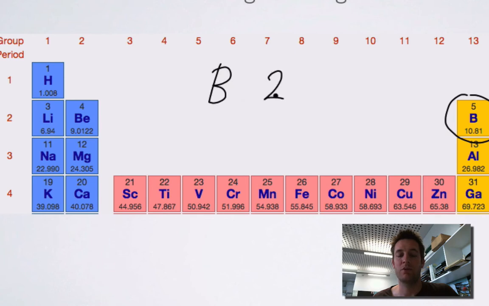If you can only put 2 of them in the first shell, then you've got 3 left to put in the second. Second holds 8, so there's no problem with fitting them in there. It's got 2 shells, second period, 3 in the outer shell.